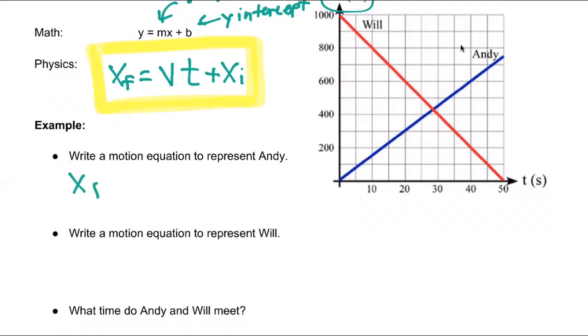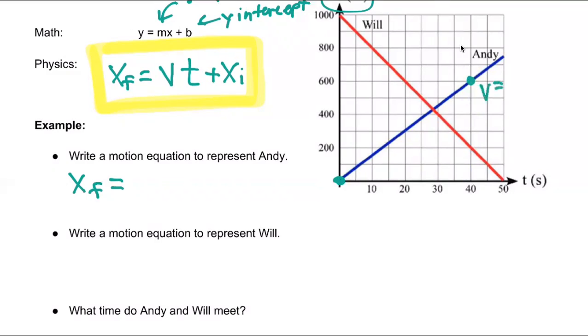So if I'm writing a motion equation for Andy, I say xf equals, and then I need to plug in my velocity. However, I don't know my velocity for Andy, so I have to find that real quick. I can pick any 2 points along the line. I'm going to choose ones that kind of go through these crosshairs just to make my life easier. So I'm going to choose this point 4, 600, and I'm going to choose 0, 0.